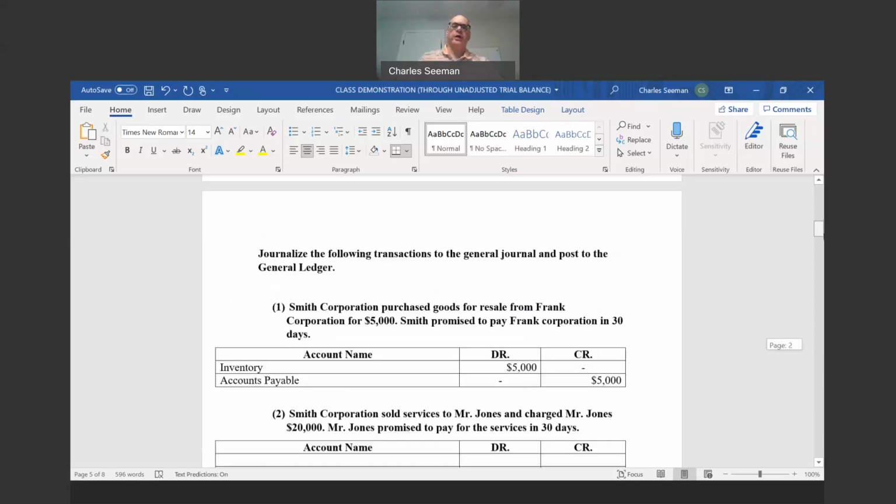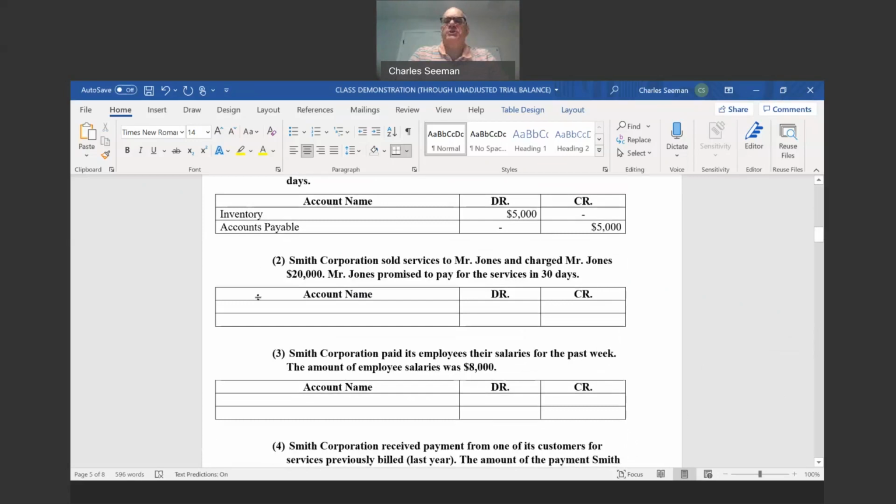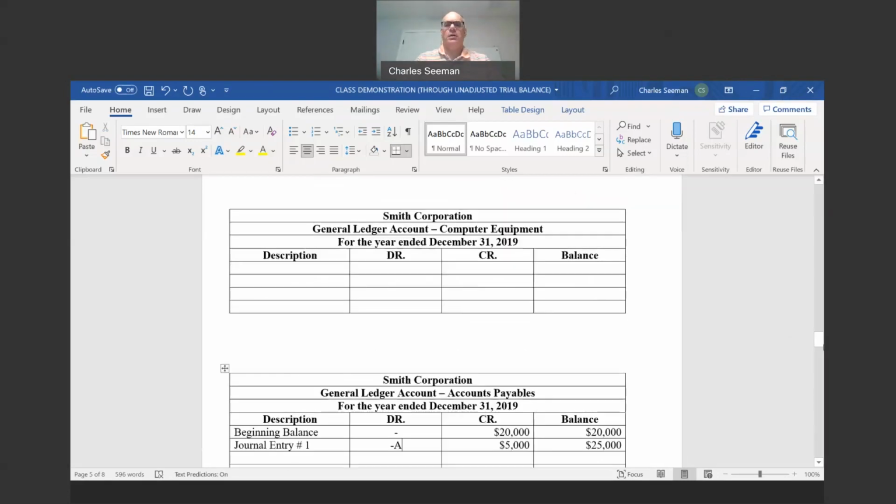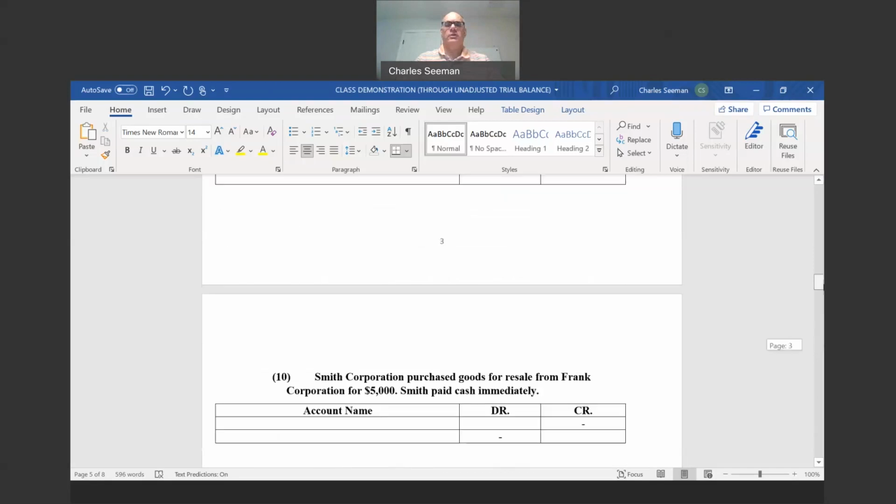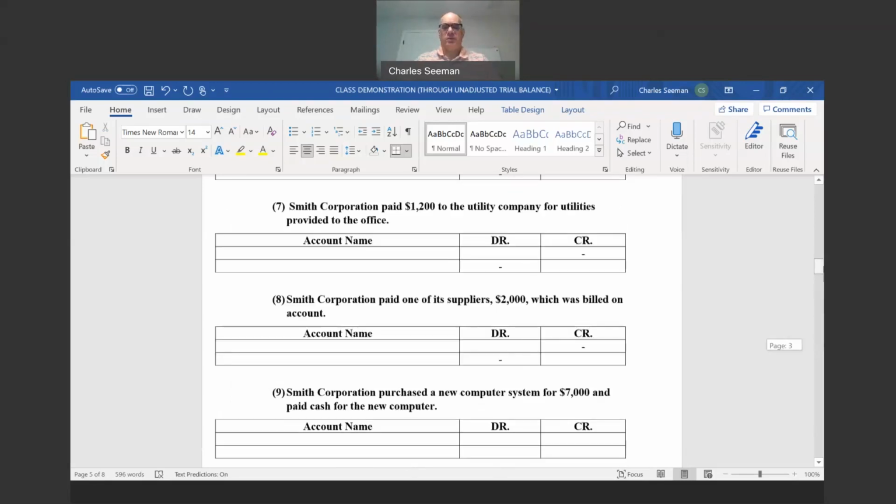Second. Smith Corporation sold services to Mr. Jones, charged Mr. Jones 20 grand. Mr. Jones promised to pay for the services in 30 days. So my customer has promised to pay me. That's a resource. That's a resource used and owned by the business. All resources used and owned by the business are assets, the amount of receivable from customer.